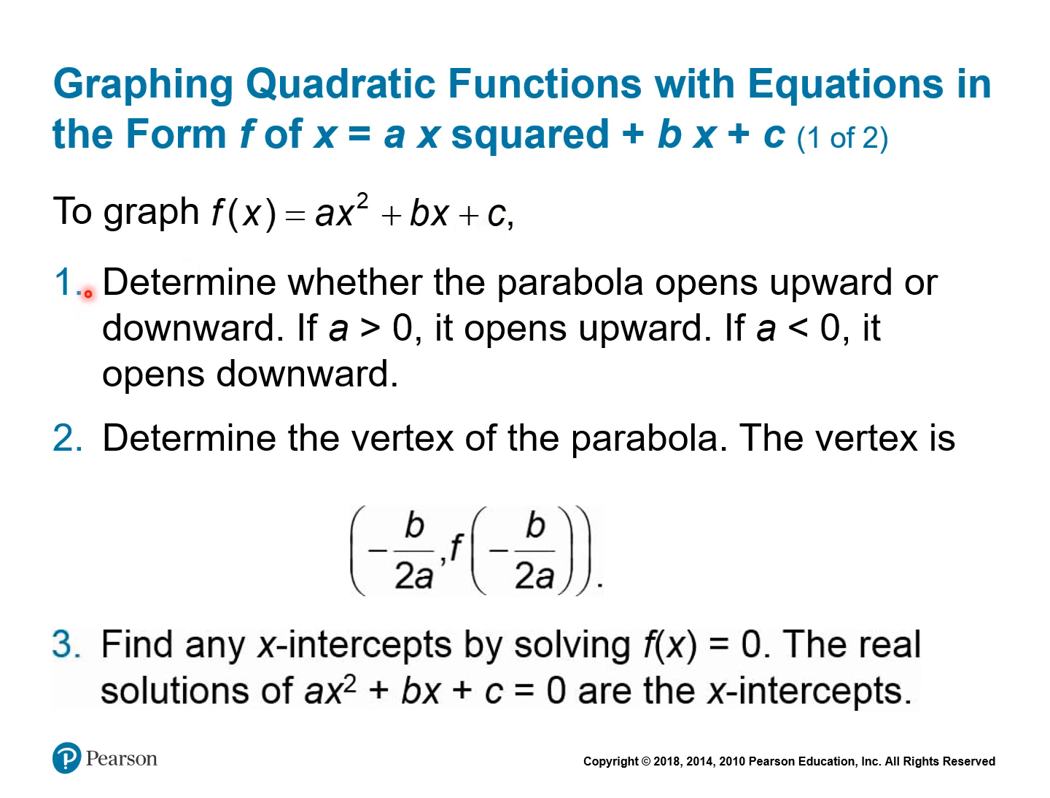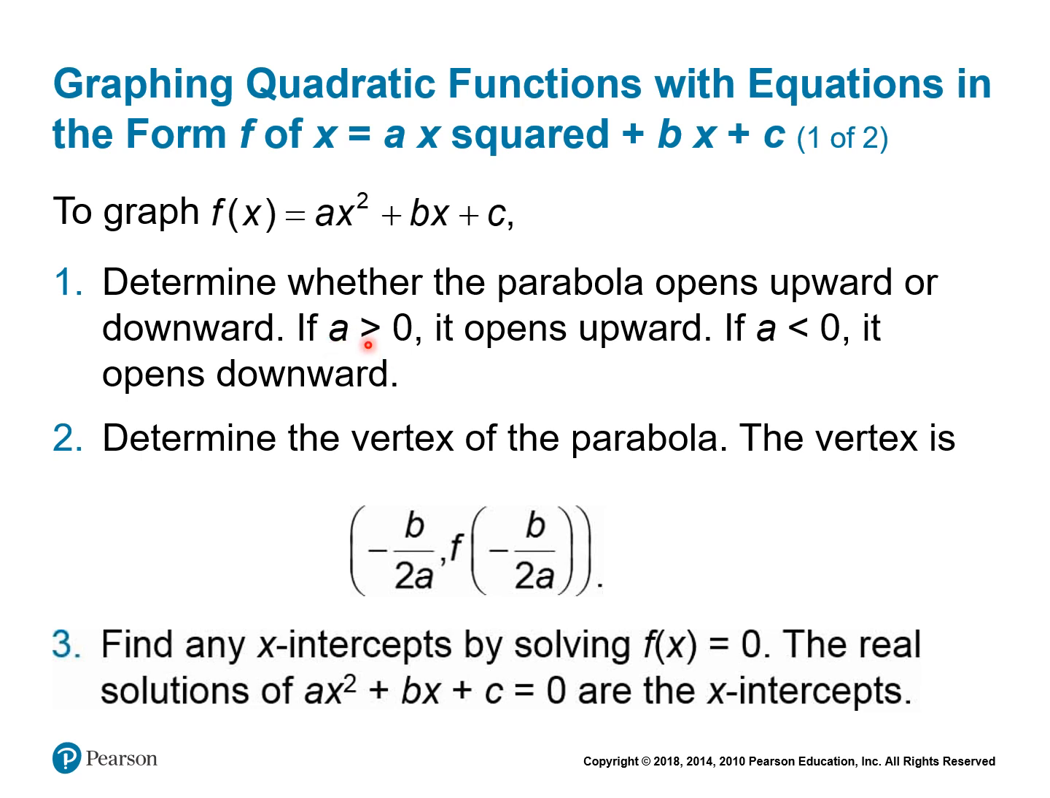So let's go through the first step. It says determine whether the parabola opens upward or downward. If a is greater than 0, it opens upward. If a is less than 0, it opens downward. Now that remains the same as in the vertex form of the function.